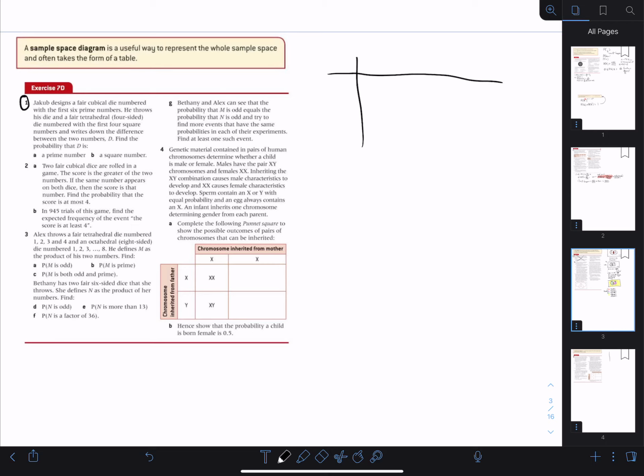Okay, so what you do is you make a table. On one column, you put in one of the events, and on the other, you put the other events. So a 6-sided die with the first 6 prime numbers: 2, 3, 5, 7, 11, 13. And the other die is 4-sided, and it has the first 4 square numbers. I think 1 counts. So 1 squared is 1, 4, 9, and 16. And writes down the difference between the 2 numbers. I guess it doesn't matter which one you're subtracting first.